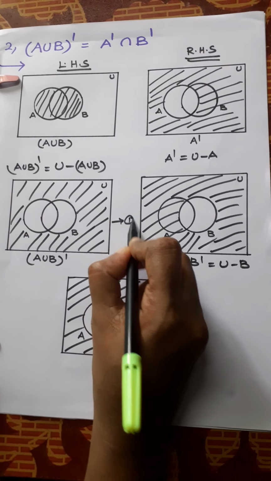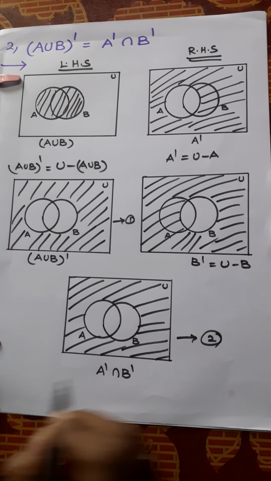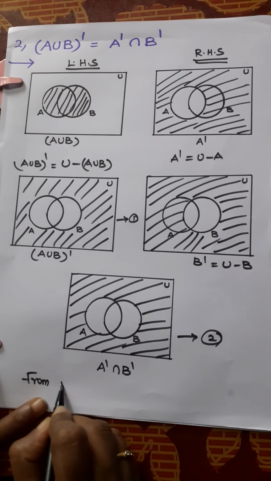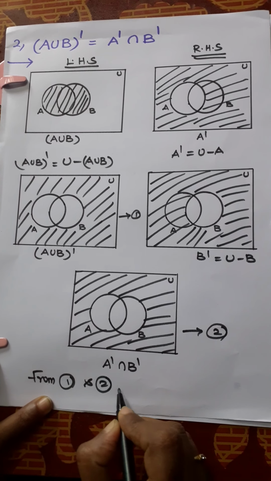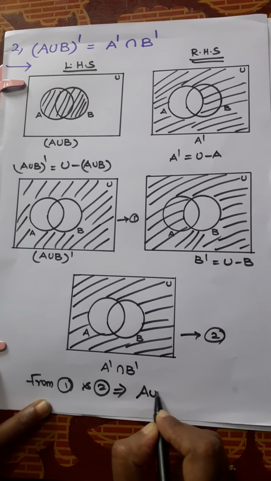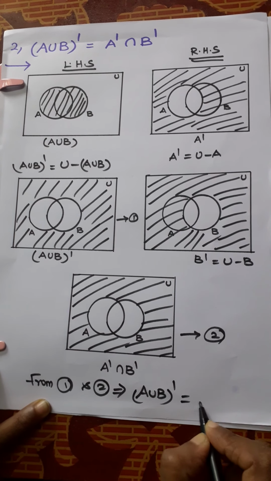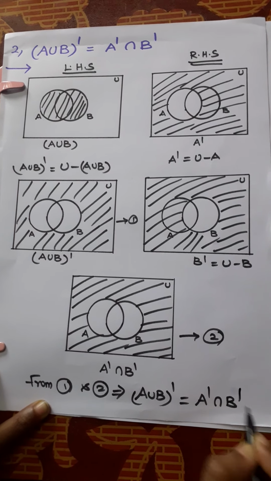This is our first equation. This is our second equation. From 1 and 2, LHS is equal to RHS. What is our LHS value? (A union B) the whole dash is equal to A dash intersection B dash. That's all.